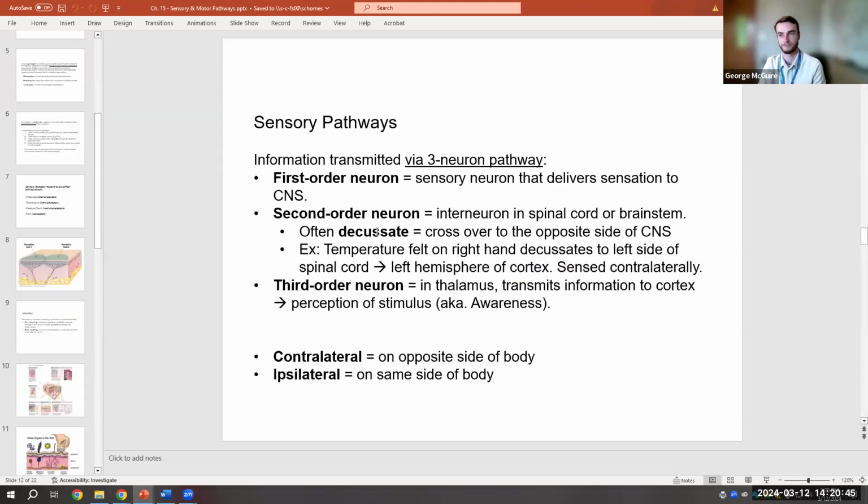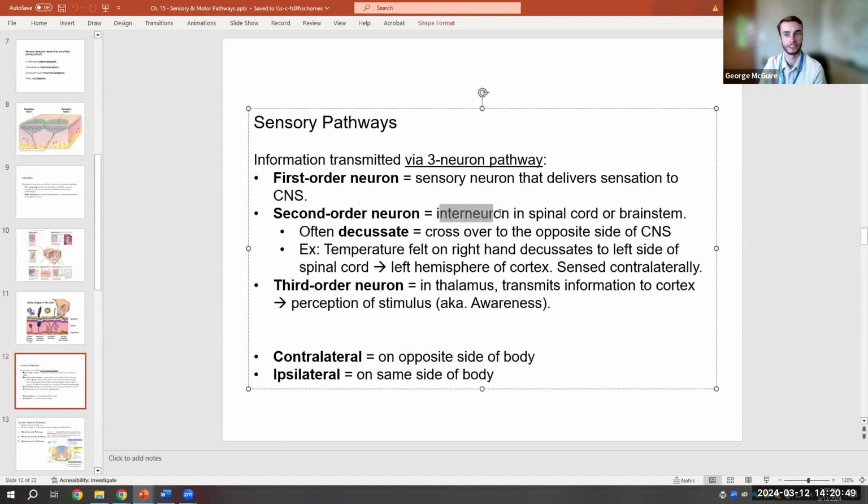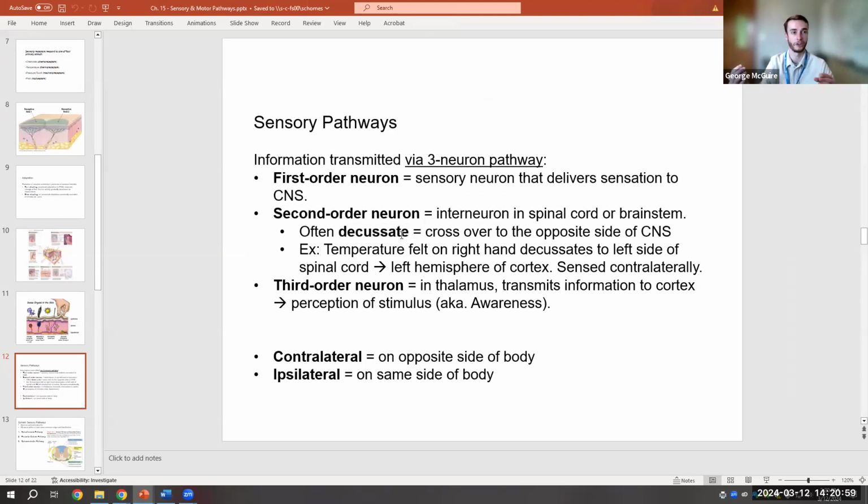And most of the time, or very often anyways, our second order neurons, these interneurons in our spinal cord or brainstem, will decussate. Okay. This term is referring to when a neuron is traveling across the center, so from the right side to the left side or vice versa. So if you see the term decussate, that is referring to moving from one side to the other.